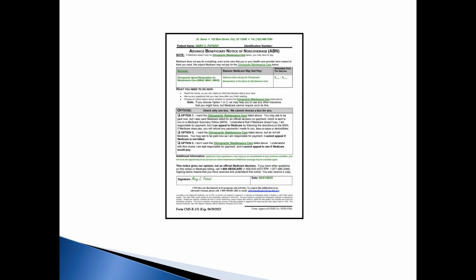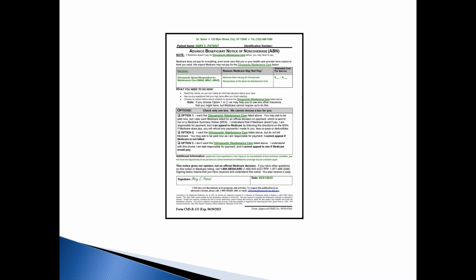Or option two, I like option two better. It says, I want the maintenance care, but do not bill Medicare. The patient is telling me, do not bill Medicare. This is another thing that I get sort of upset when I hear other consultants or other, quote unquote, experts say, even if the patient checks option two, you must submit the claim to Medicare. I don't read it that way. Option two says, do not bill Medicare. I'm just following the patient's directive.